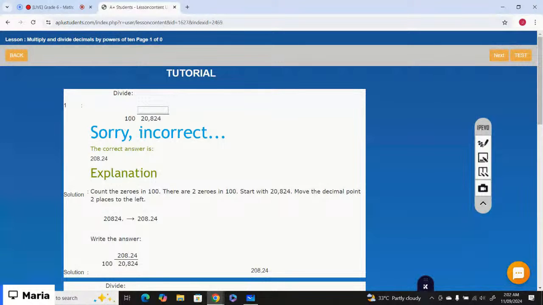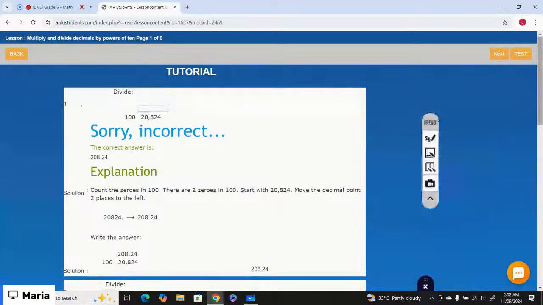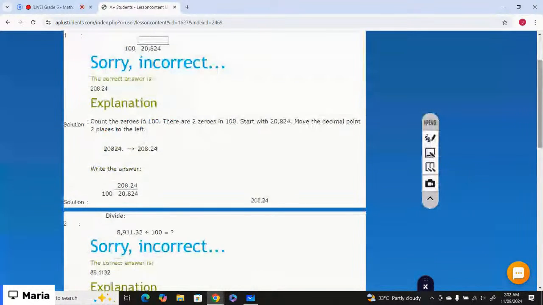Okay, so you have to divide 20,824 by 100. So how we divide by the powers of 10, that is very easy. You just have to move the decimal point, right? You don't have to actually divide. If you divide, you can get the same answer, right? But that is just a concept. You need to learn the concept.